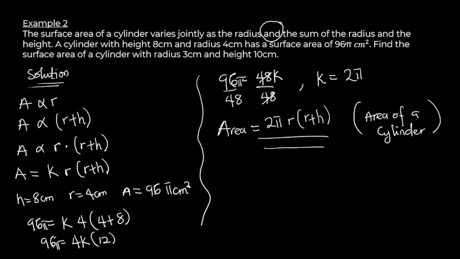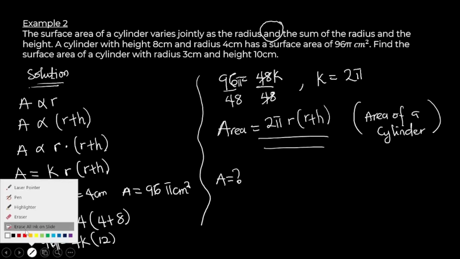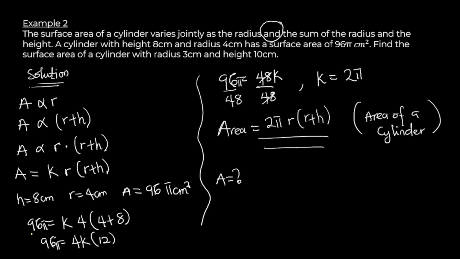So let's proceed. We have to find the surface area, so for the second aspect, we don't know the surface area of the cylinder when we are given the radius to be 3 centimeters and the height to be 10 centimeters. So we have to find the area when the radius is 3 centimeters and the height is 10 centimeters. So let's go ahead and look at that.